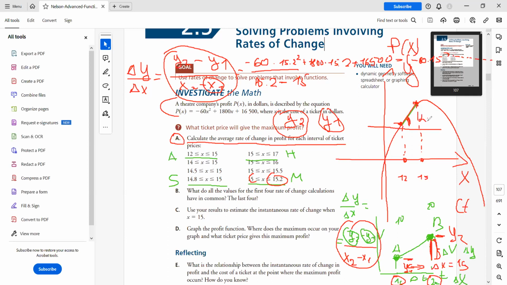This would be the tangent value of this angle: y2 minus y1 divided by x2 minus x1. Because this is your delta y and this is your delta x. And what is in this triangle that we are getting here? Delta y divided by delta x. This is exactly the tangent of this angle: opposite side divided by the adjacent side. So basically tangent is equivalent to the average rate of change.